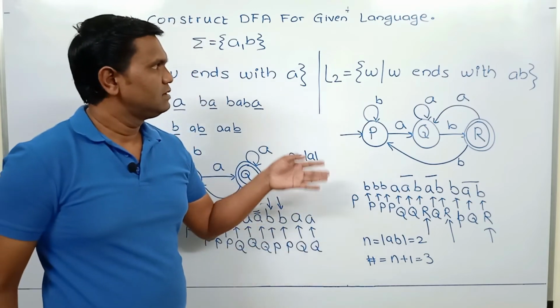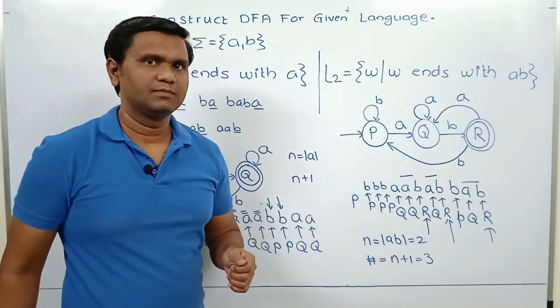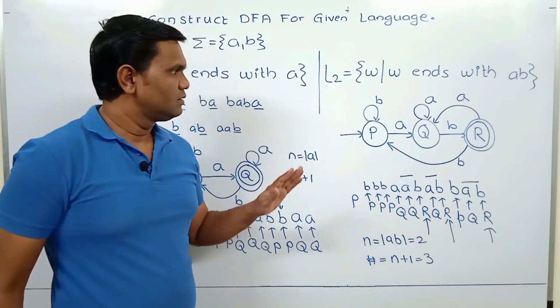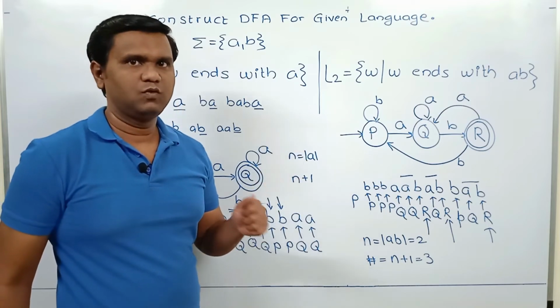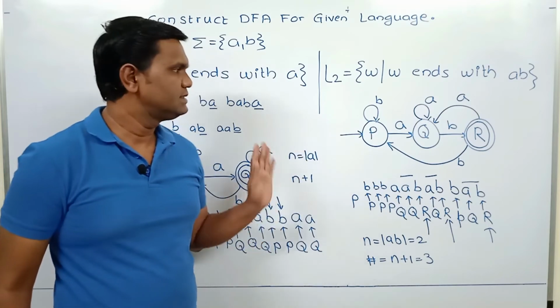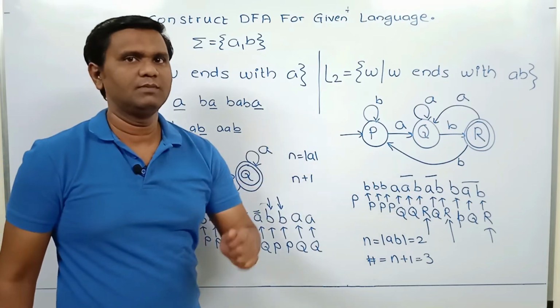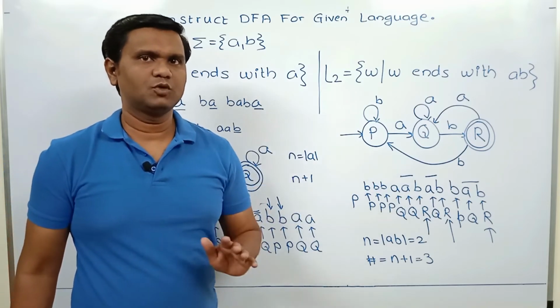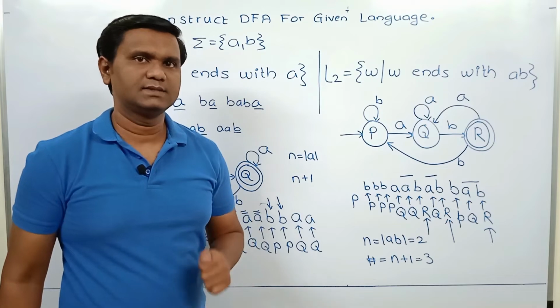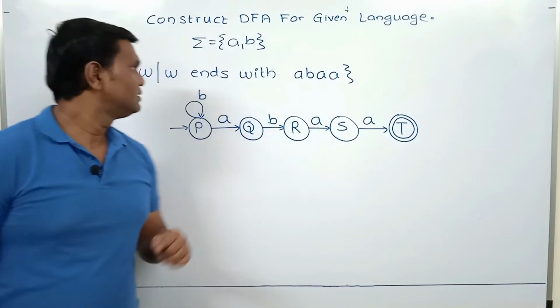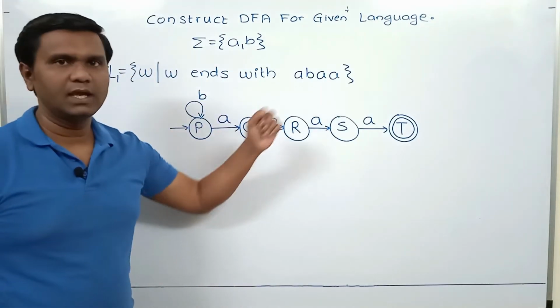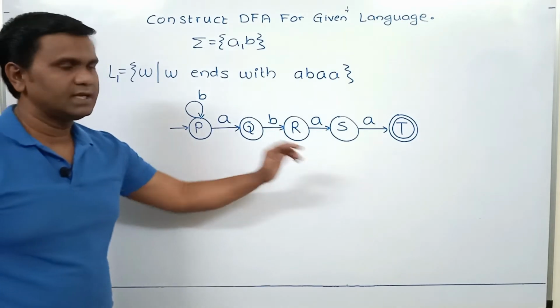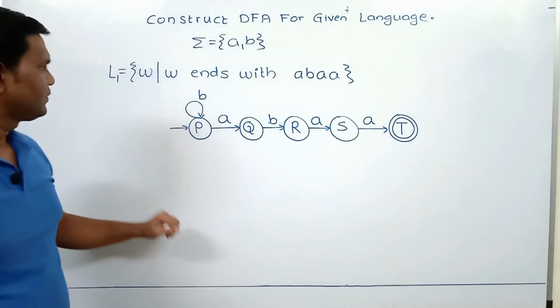Now we have to design W ends with ABAA. The length of ABAA is 4, and it is not as easy as these two cases. We have to develop logic and we have to develop a procedure. So let's look at that case. Now let's consider the case W ends with ABAA. So this is the basic required structure of the DFA.